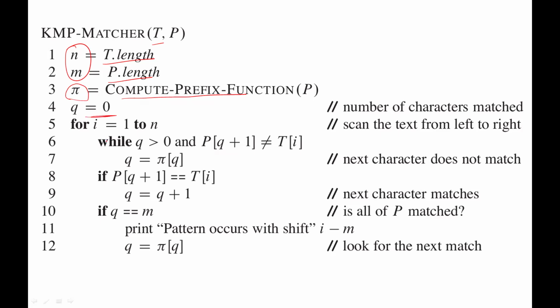Initially q is equal to 0, and we go with i from 1 to n, where n is the length of the text. And every time we find that q is greater than 0 and they are not matching, we find the value of q from the pi array. Otherwise, we increment the value of q, and if you reach the end of the statement, we finally set the value of q. Here we are setting the value, here we are taking the value of q from pi of q in these two cases. So we'll see how this works.